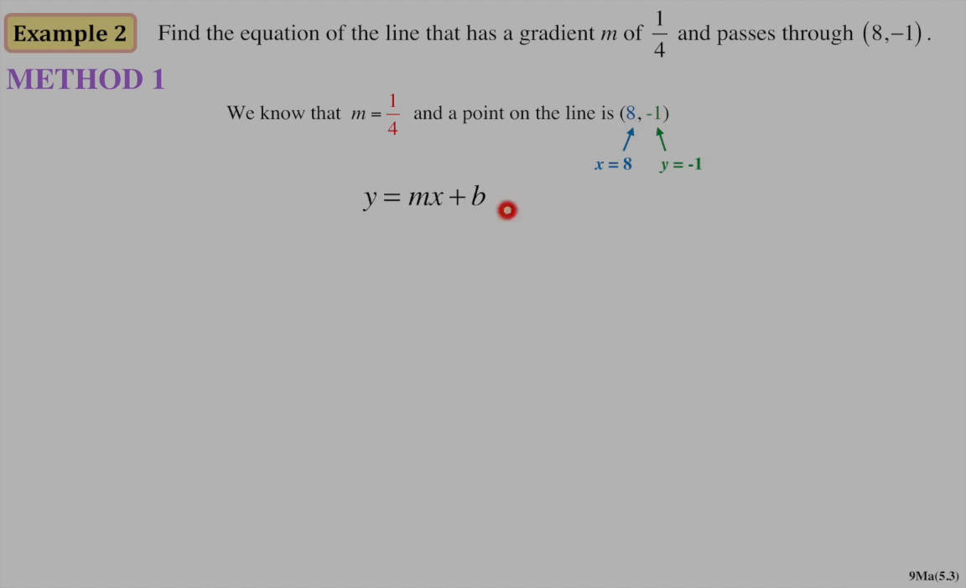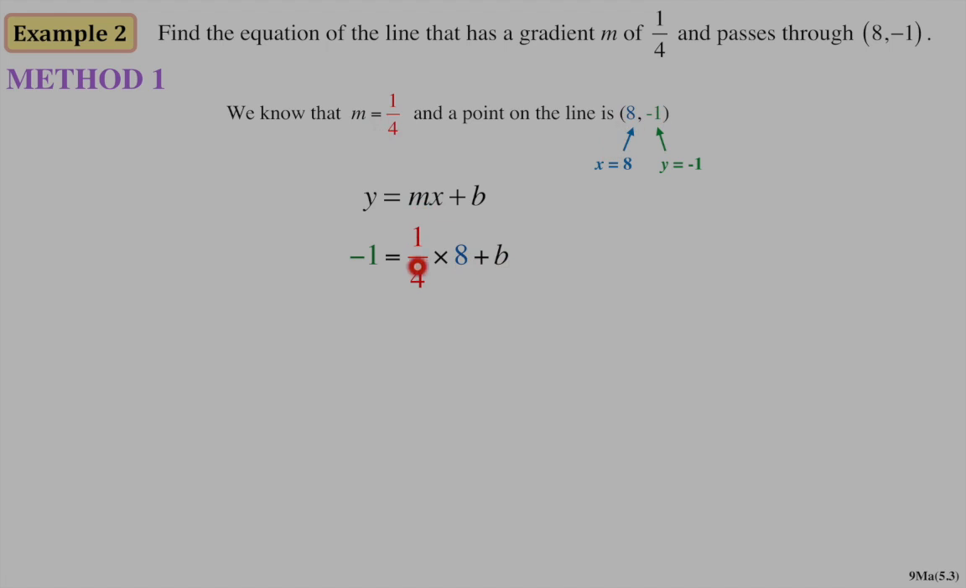Well, I can use my equation. What can I put in place of m? A quarter. What can I put in place of x? 8. What can I put in place of y? -1, because they're x and y values that I can substitute, and I know that that point lies on the line. So I can do that. Where I see y, I put -1, because that's the y value of the point I was given. Where I see m, I put a quarter. Where I see x, I put 8, because that was the x value I was given.